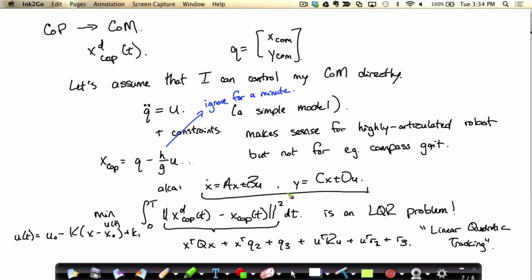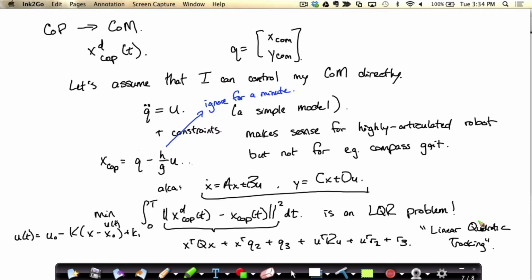It turns out that since A is trivial, it's just a simple second order system, we don't even have to integrate the Riccati equation numerically. We can solve it in closed form, okay? That's one of the things that we did to make our planner really fast for the DARPA challenge.